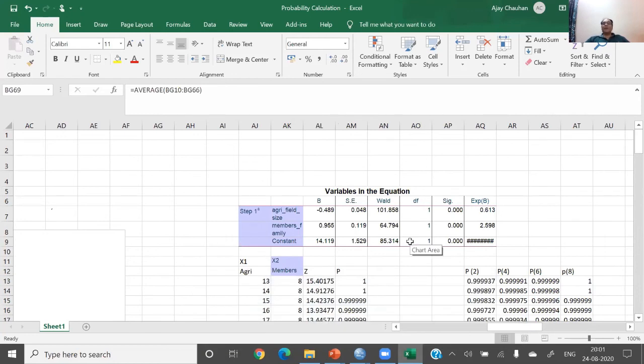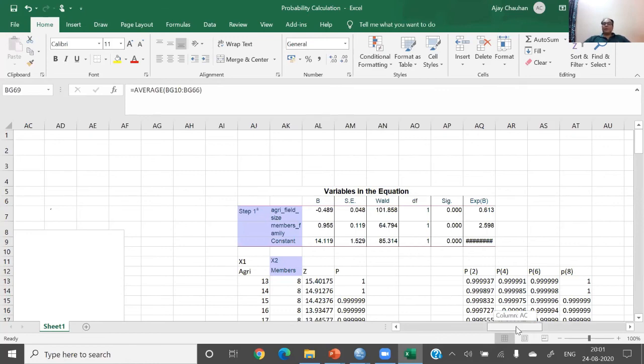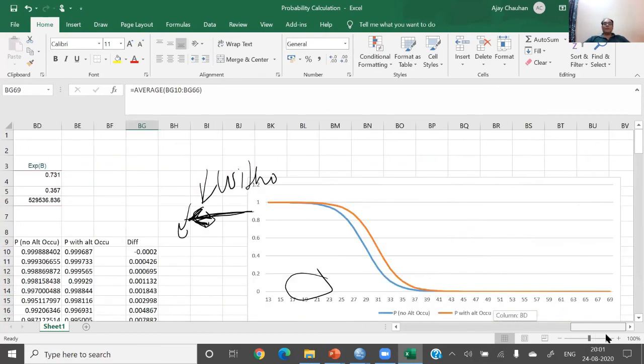There are different possible combinations we can make, and because it takes time, I'm not making any other combination. You can make a combination of the members of the family and the alternative occupation. You can make a combination of members of the family and agriculture field. So there are different combinations you can make. And after making all the combinations and getting the results from the SPSS, a complete paper can be ready.